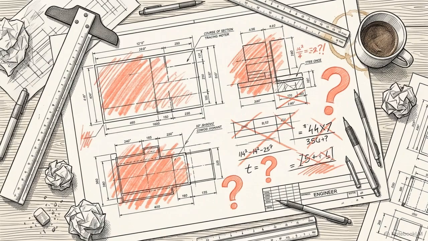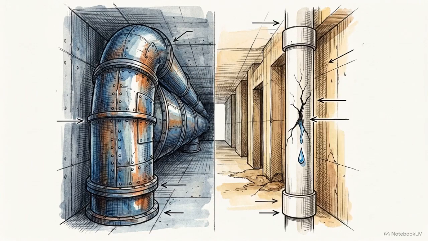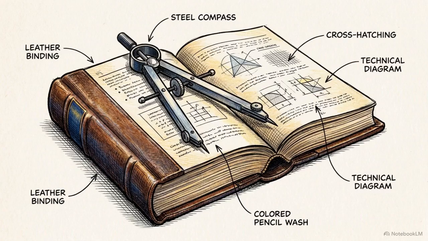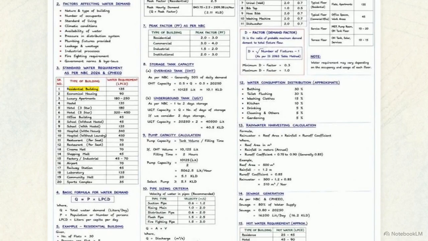If you leave that per capita number up to guesswork, the math breaks down. You either over-engineer a system that costs millions of dollars too much, or under-engineer one that runs dry. You need a rigid, universally agreed-upon statistical anchor. For standard residential buildings, the National Building Code establishes exactly what that anchor is. It dictates a baseline requirement of 135 liters per person per day.